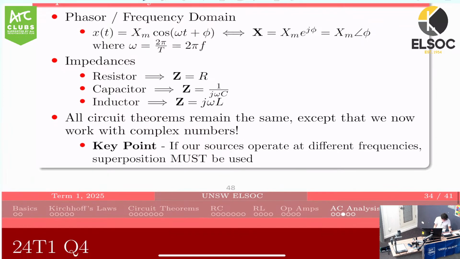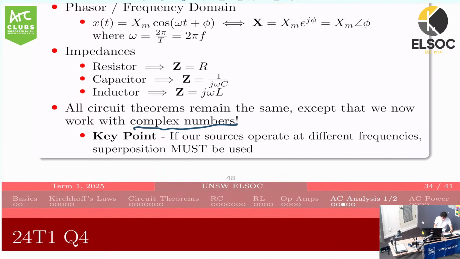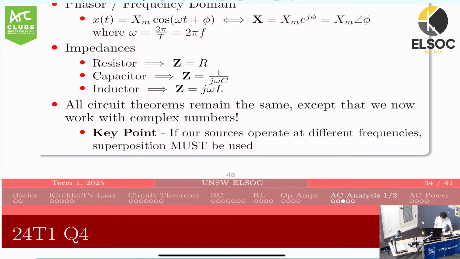So just reiterating, all of our circuit theorems remain the same. KVL, KCL stay the same, voltage division, superposition, source transformation, and Thevenin also stay the same. So all of these are extended to the frequency domain. The only difference now is that we're working with complex numbers. So it makes the calculations a bit more difficult, but the logic behind it stays consistent, hopefully. One key thing to note, which I mentioned earlier, is that if we have a circuit that's operating at different frequencies, then superposition must be used.